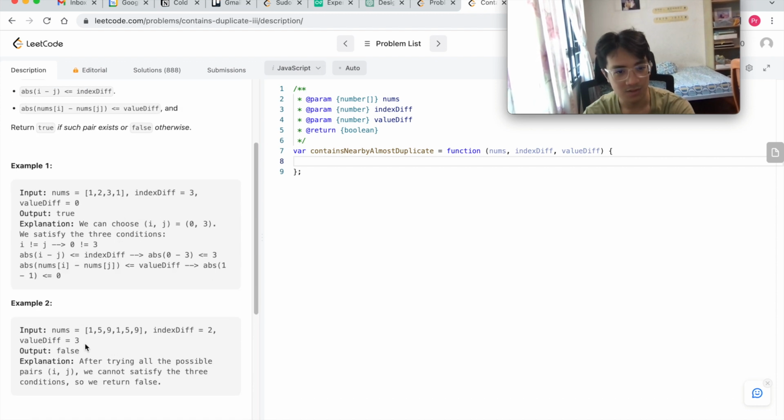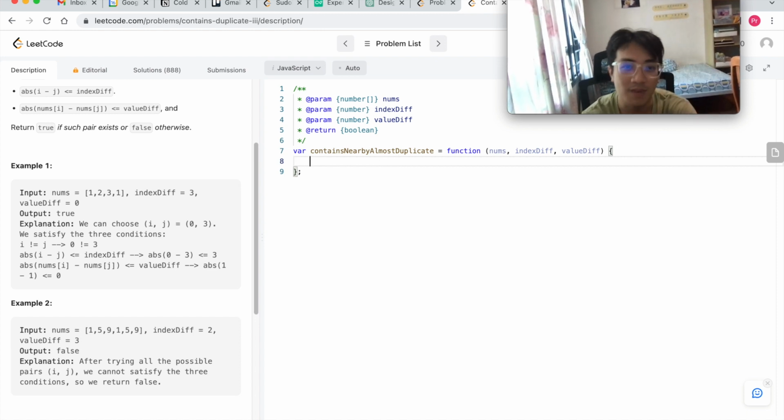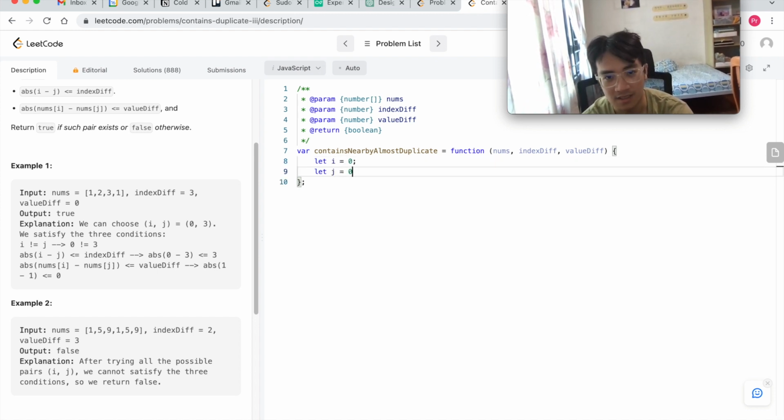Because for 0 and 3, the absolute value of that is less than or equal to 3, and the value difference is 0, right? Same here, index difference 2, there are no possible ways that this can be satisfied, no matter how you try it out. I don't think this question conceptually is actually that challenging, but because of the time limit exceeded issue, the fact that LeetCode increased the number of test cases a few years after, and the fact that it is a bit tricky, it can trip people up a little bit.